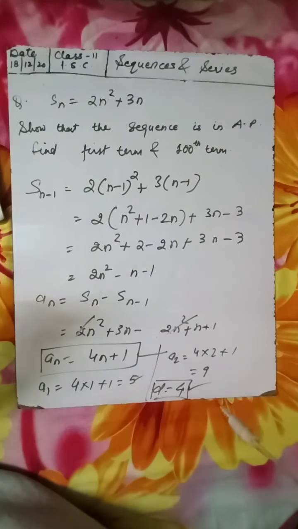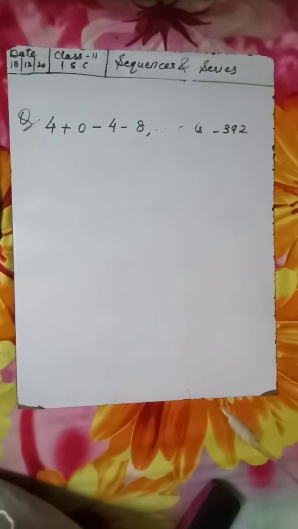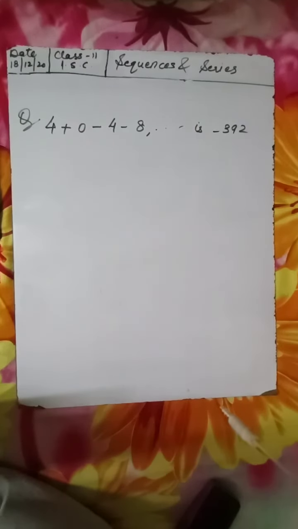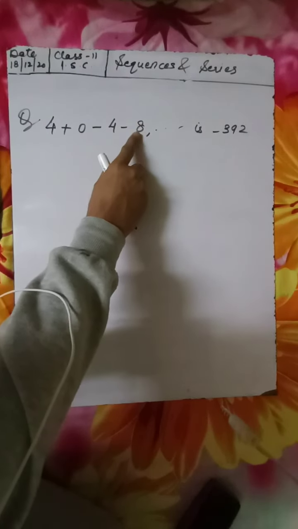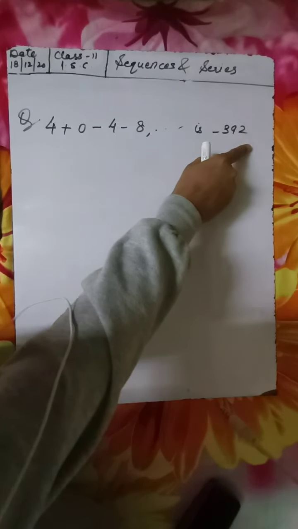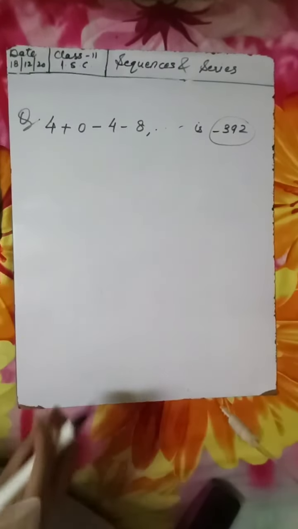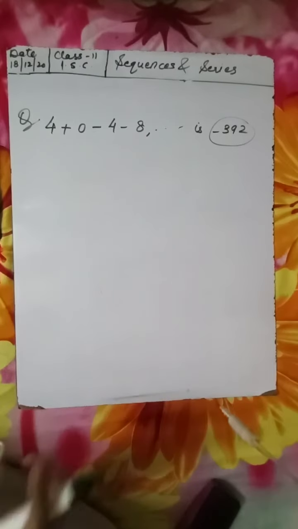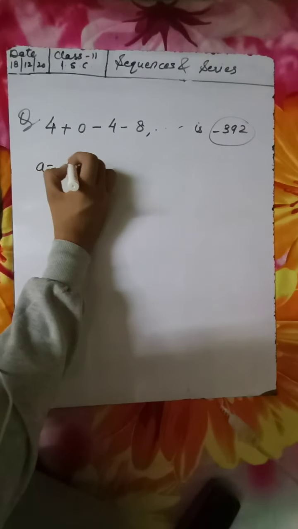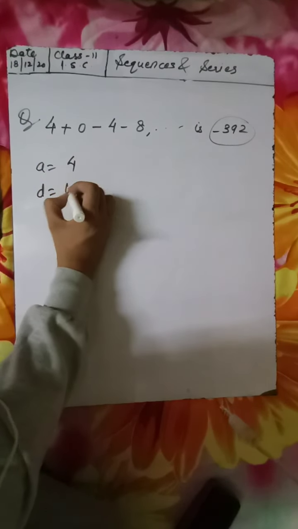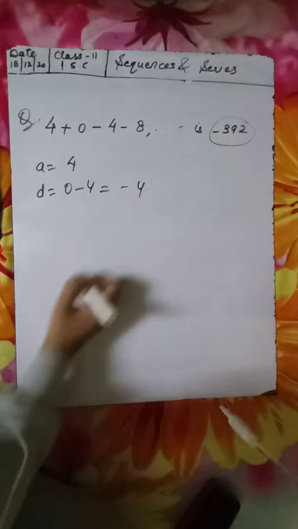Let us do one more question. Which term of the series 4 plus 0 minus 4 minus 8 and so on is minus 392? In this series, at which position or at which term will you get minus 392? So from here we can find a, this is 4, and what is the common difference? 0 minus 4, minus 4.